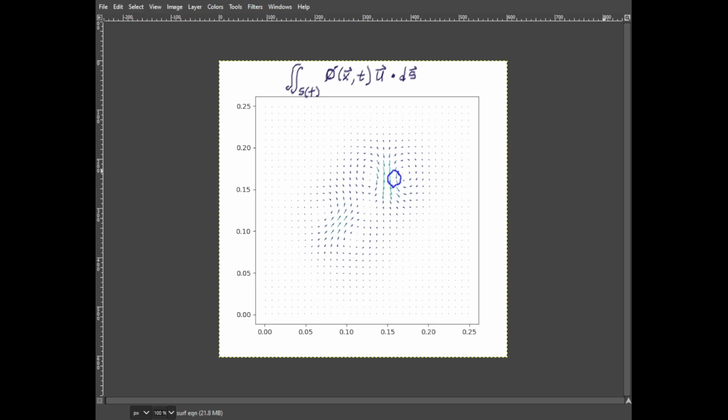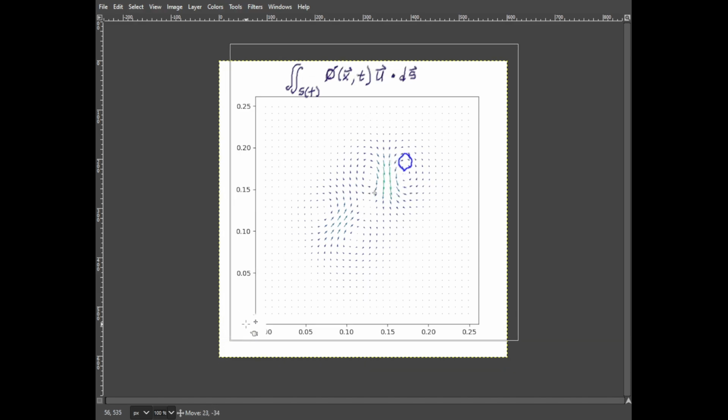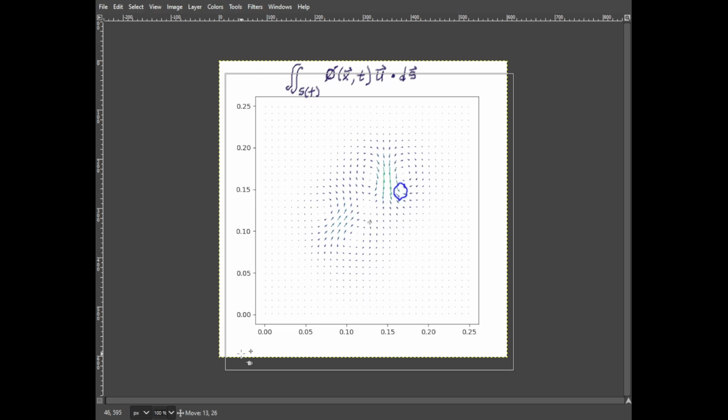And the other thing the blob can do is move around on the velocity field. If the blob is either moving on the velocity field or deforming itself, then this surface integral is the one that actually takes that into account.